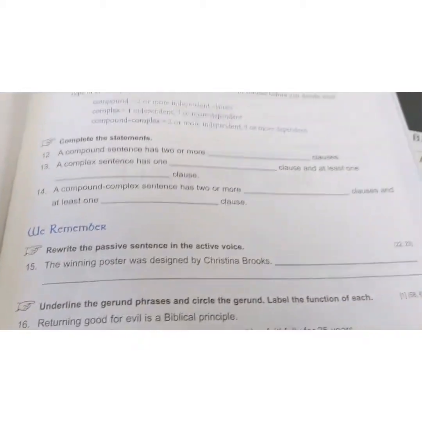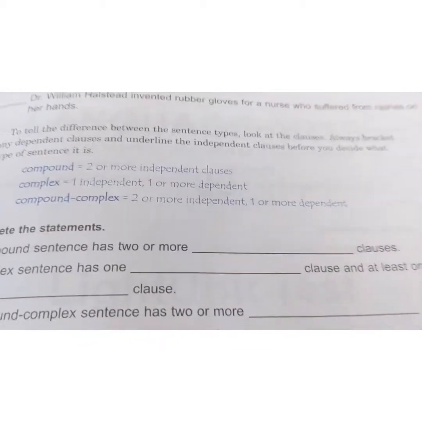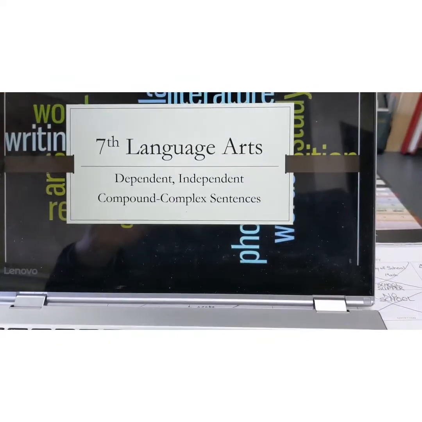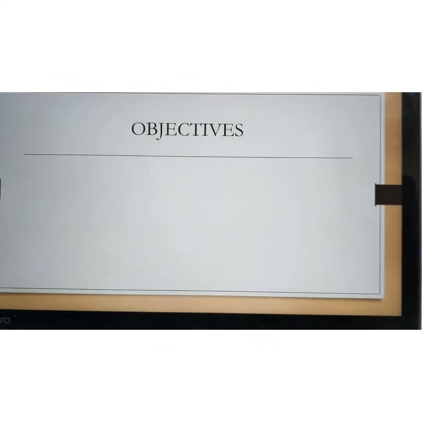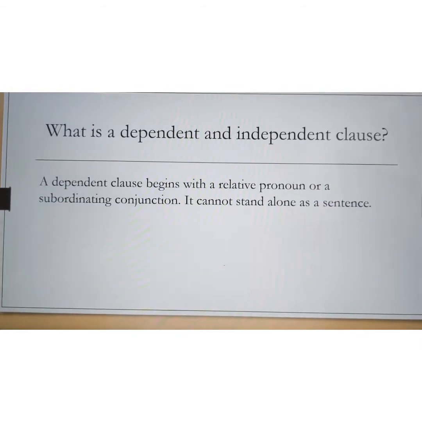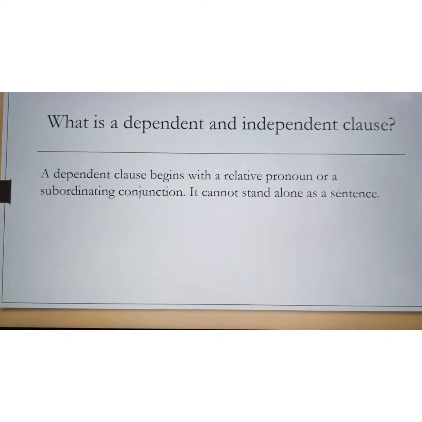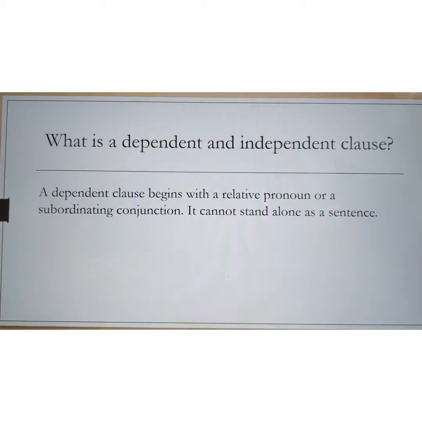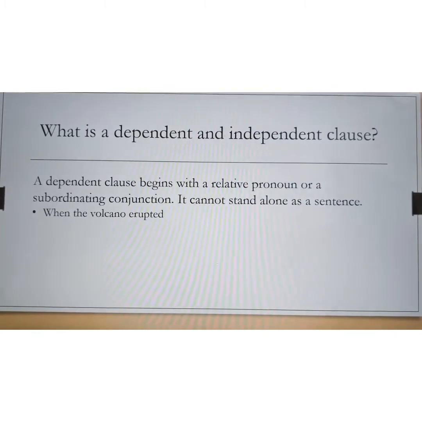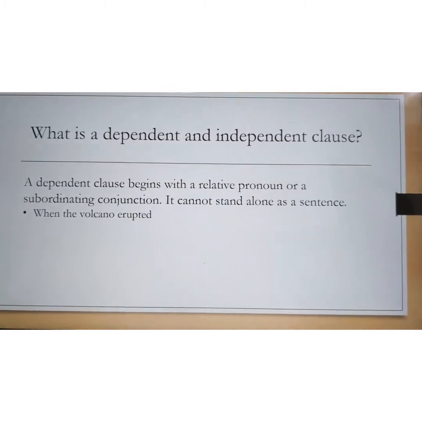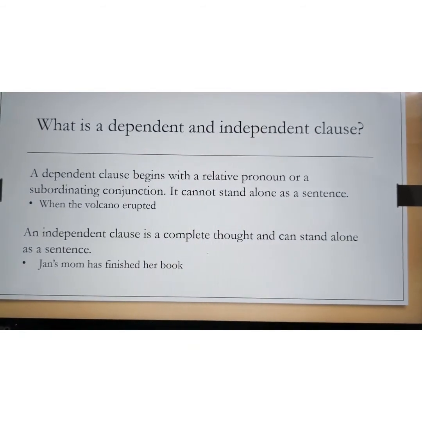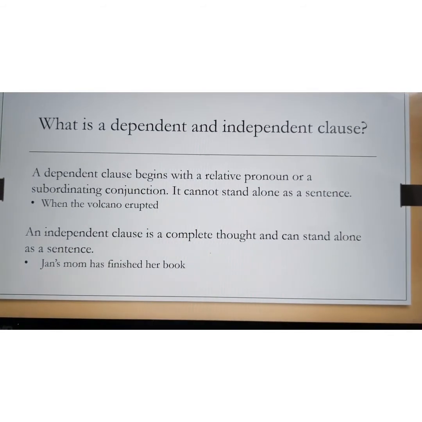Remember, right there, remember that? And then remember this right here. I'm going to go back to my front. Remember that, these are objectives. A dependent clause has to begin with a relative pronoun or a subordinating conjunction. And a dependent clause does not make sense on its own, all right? And an independent clause is a complete thought and it can stand on its own. Jan's mom has finished her book.